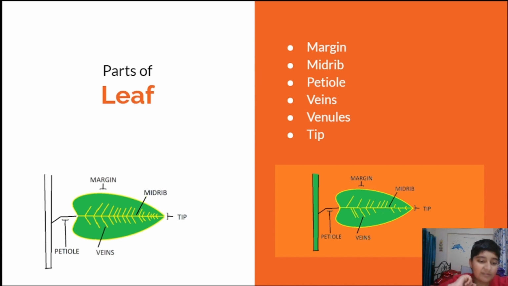Now here we have veins and venules. Venules are like small veins, separate like tributaries of a river. Now the veins are like a small design, and as we see here, the veins are parallel to one another, thus we call them the parallel venations. On the other hand, we see that they're not parallel, so we call them reticulate.